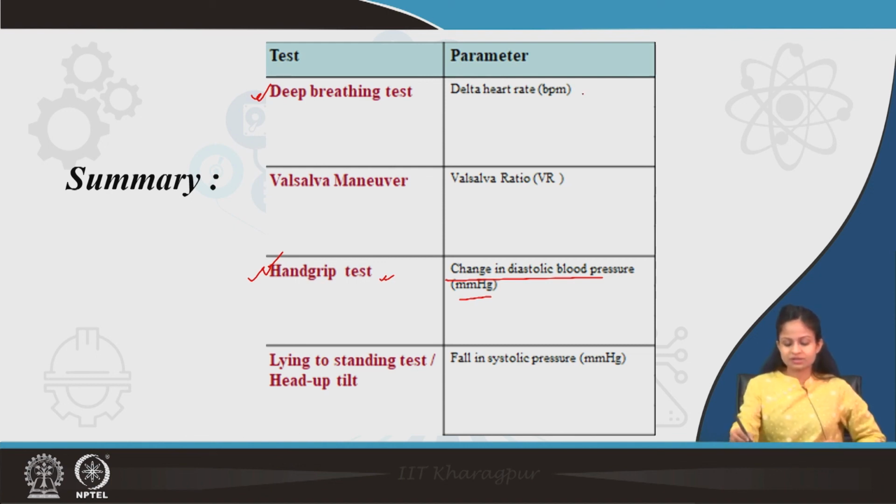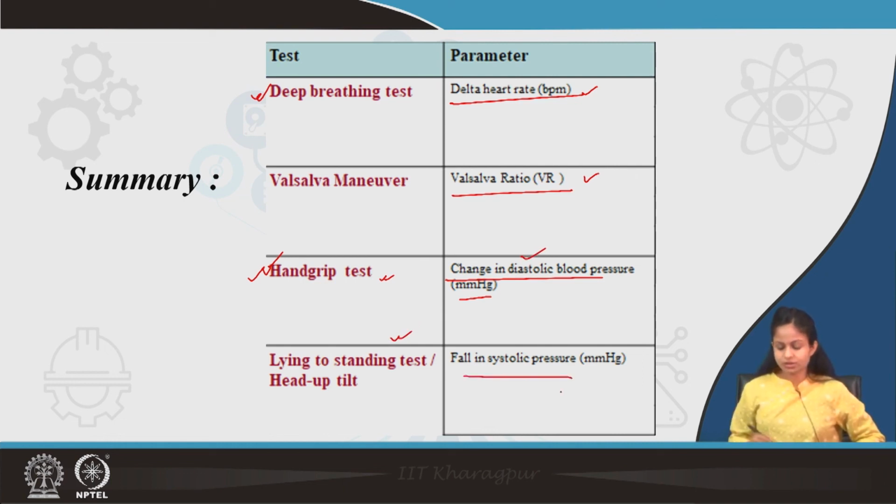Otherwise, the parameter we measure in the deep breathing test is delta heart rate, in the Valsalva maneuver we check the Valsalva ratio, in the hand grip test the change in the diastolic blood pressure, and in the lying to standing test or head-up test, usually the fall in the systolic pressure.